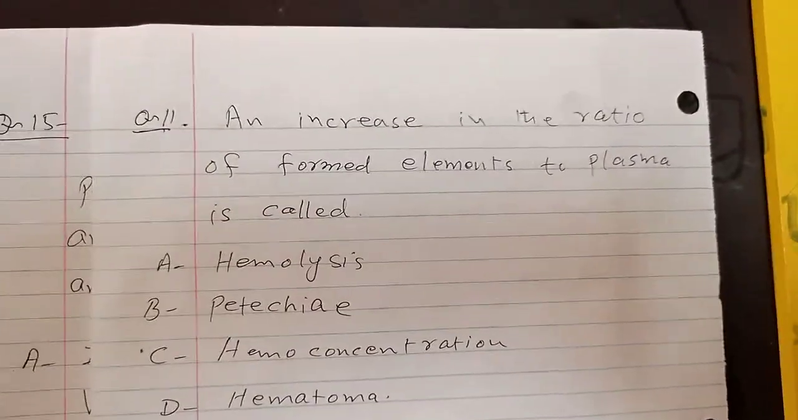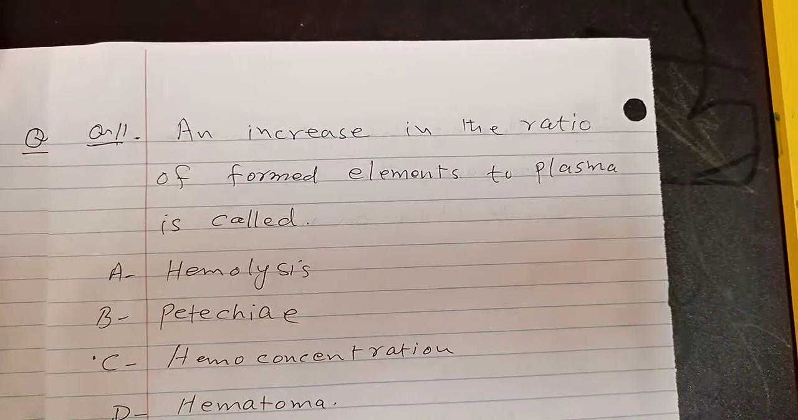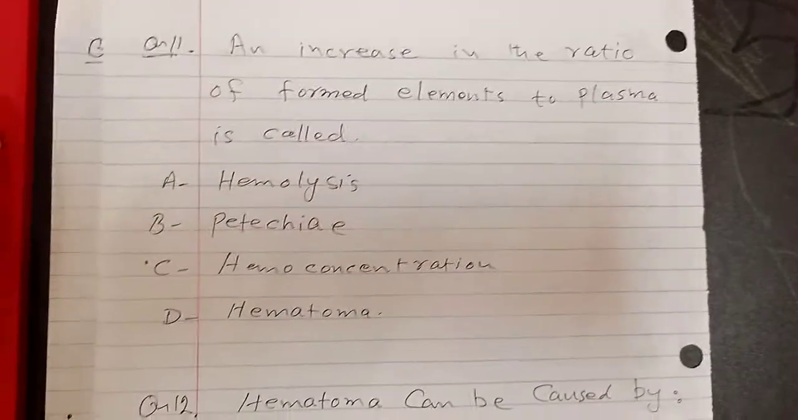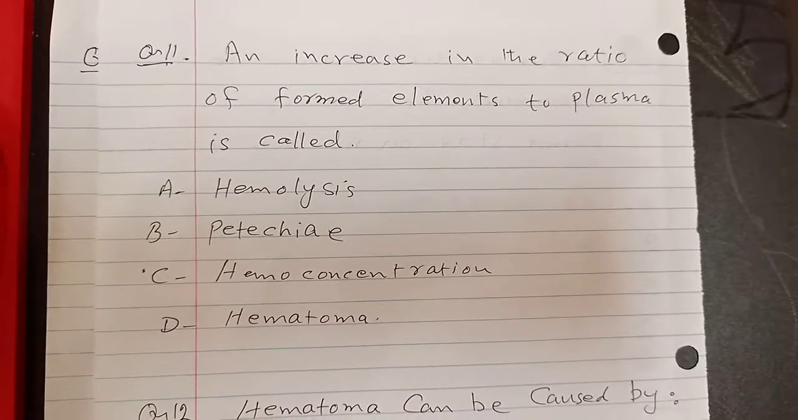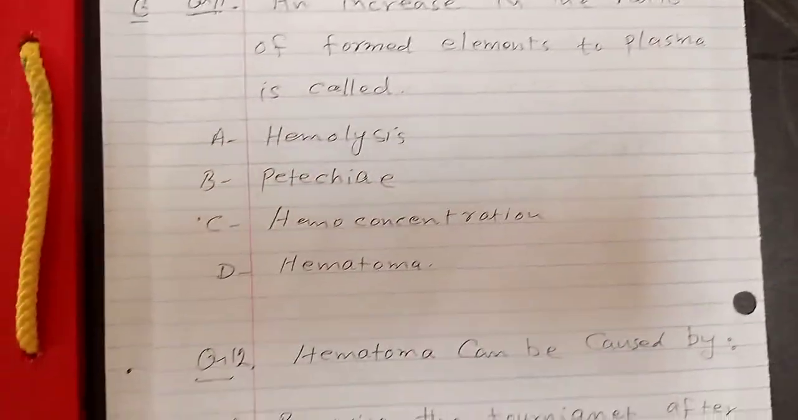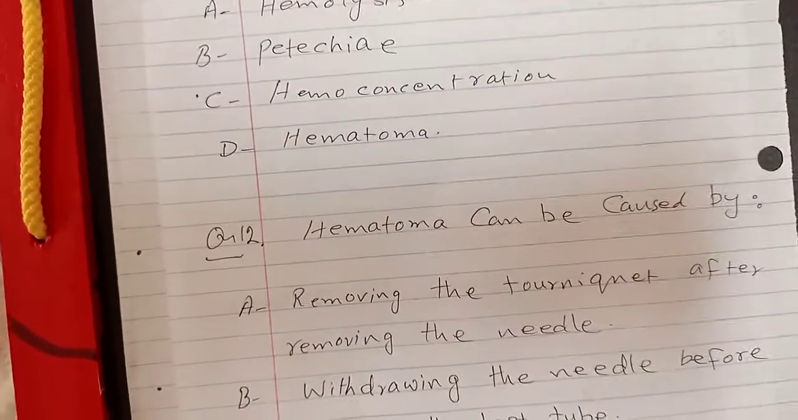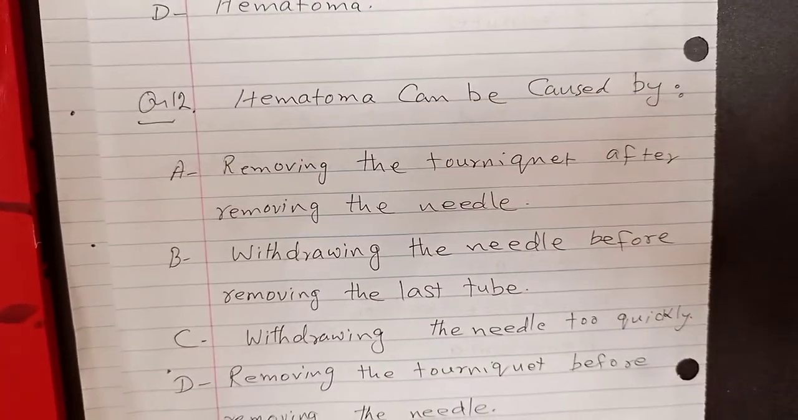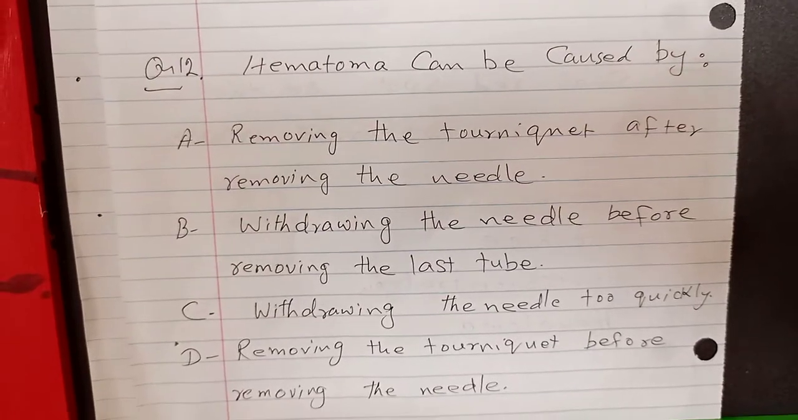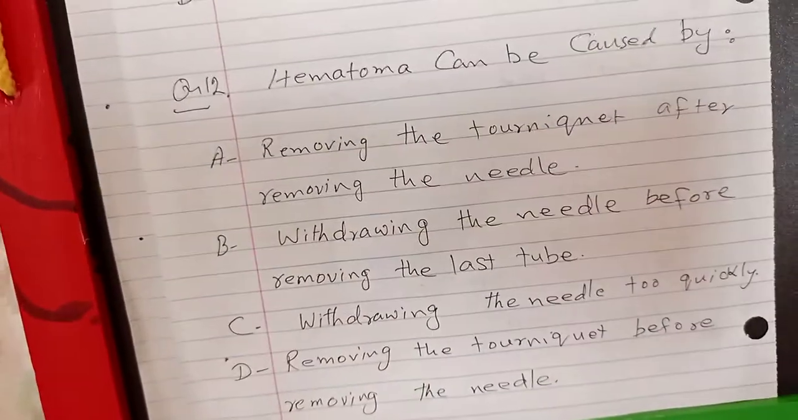An increase in the ratio of formed elements to the plasma is called what? Hemolysis, petechiae, hemoconcentration, hematoma. The answer is hemoconcentration. Hematoma can be caused by, the answer is D, removing the tourniquet before removing the needle.